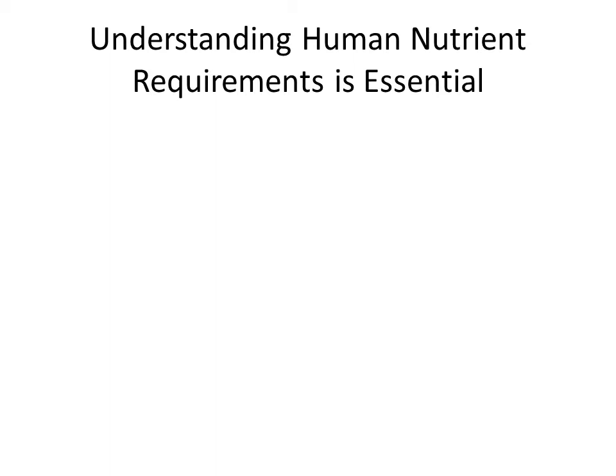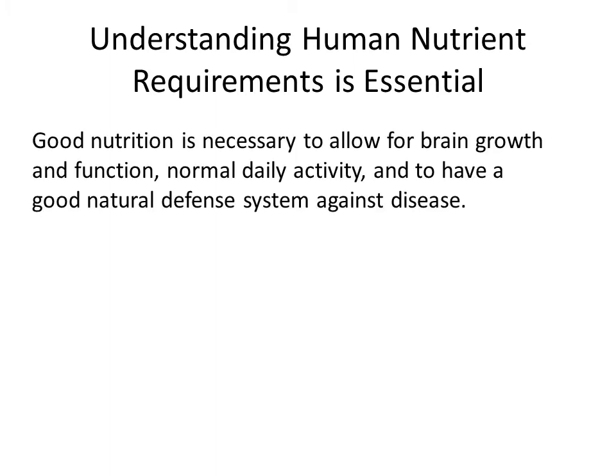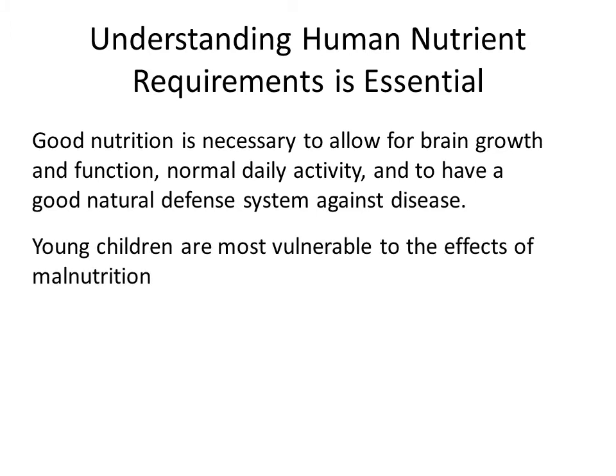In order to understand human nutrition, we need to talk about human nutrient requirements. Good nutrition is necessary to allow for brain growth and function, normal daily activity, and to have a good natural defense system against disease, or a good immune system. Unfortunately, young children are most vulnerable to the effects of malnutrition. This is because their bodies are growing, their brains are rapidly growing, and their immune systems are underdeveloped. Therefore, they are susceptible to things that commonly don't affect most individuals.